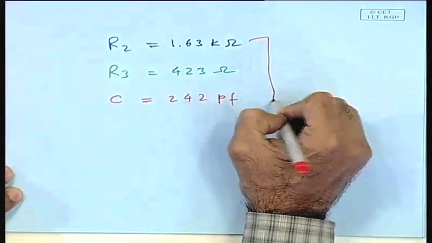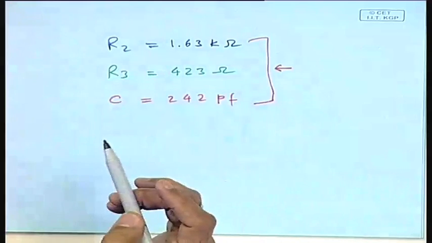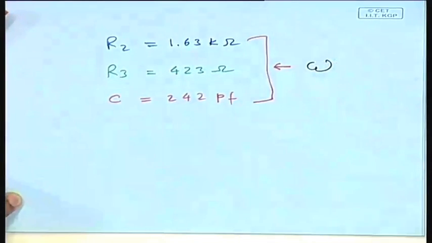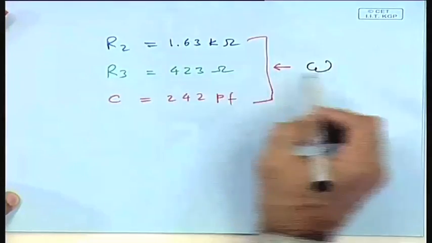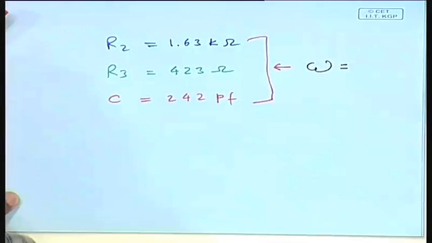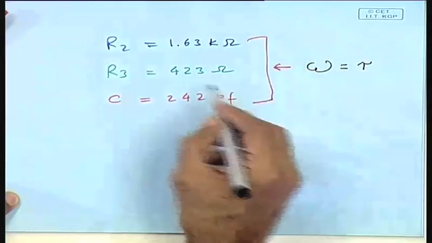Now these are the specs for the components of the electronic filter, and you see the electronic filter on the screen here. I've got R2, and I've got R3, and I've got C. These are the three design parameters that I can play with. By playing with this, I can come up with any target cutoff frequency. So if I've got some cutoff frequency omega, I can pick these in such a way that this omega can be made equal to exactly whatever you want. And we will see in a minute what the target value is going to be.